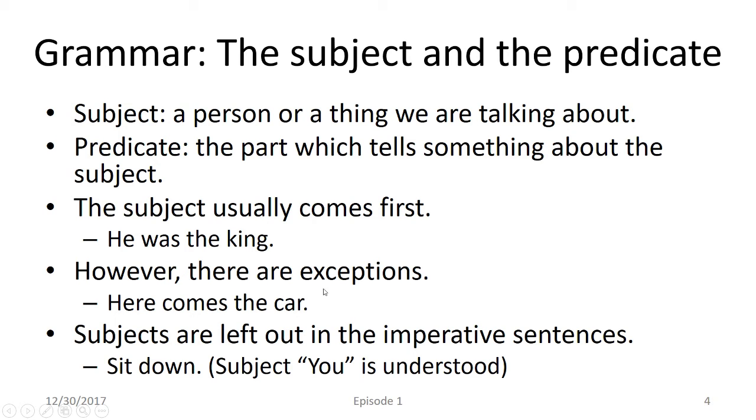But however, there are exceptions. In the sentence "Here comes the car," the car is the subject, and "here comes" is the predicate. So we are talking about the car, and that is why it is the subject and not the predicate.